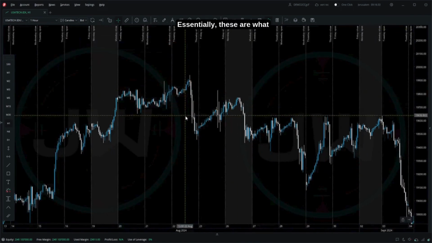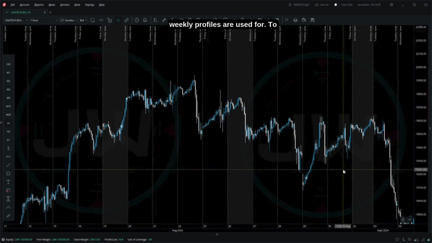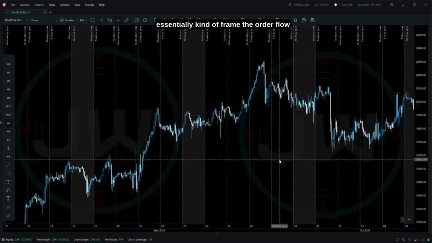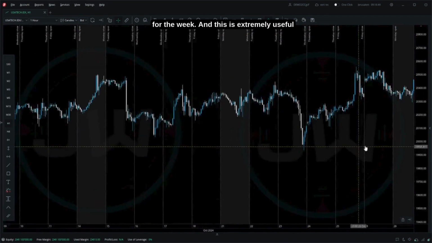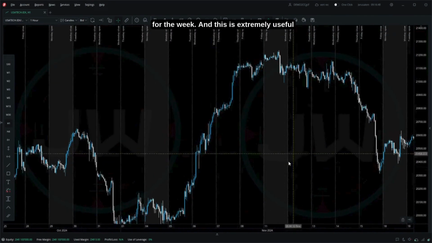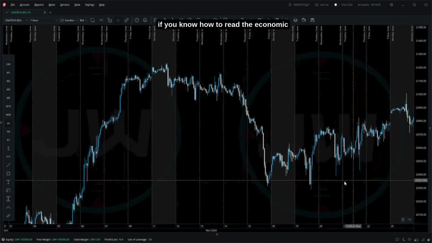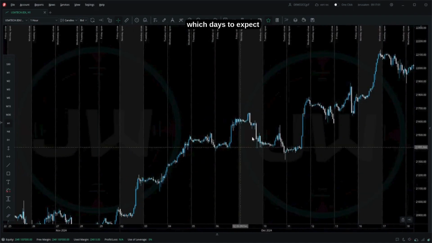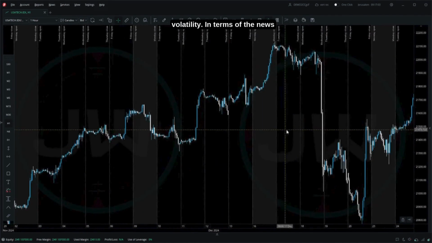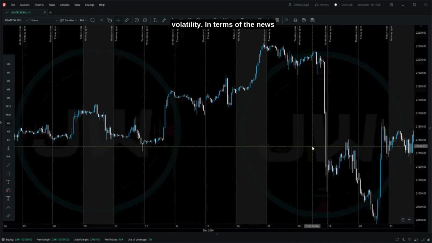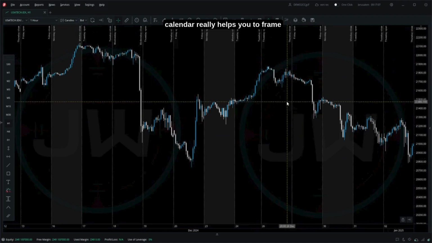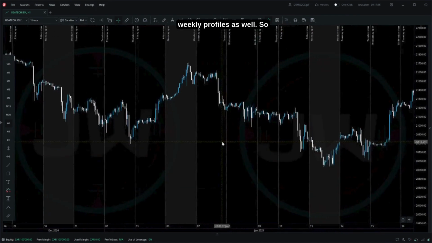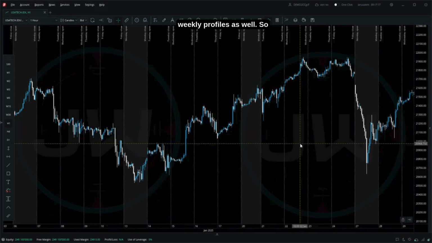Essentially, this is what weekly profiles are used for, to essentially frame the order flow for the week. And this is extremely useful if you know how to read the economic news calendar. Knowing which days to expect volatility in terms of the news calendar really helps you to frame the expansion days for the weekly profiles as well.